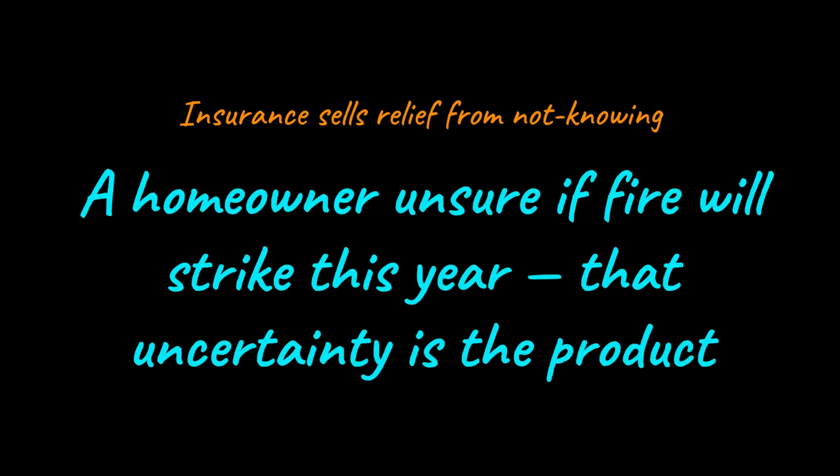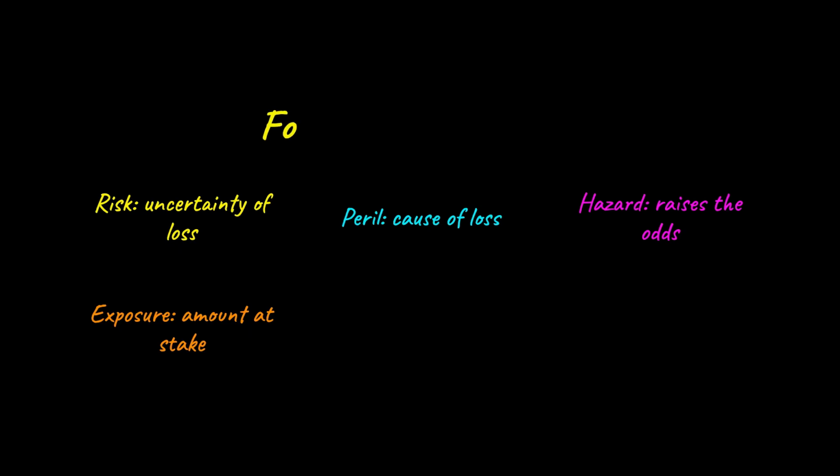In insurance, risk has one precise meaning: the uncertainty about whether a loss will occur. Not the loss, not its cause, not the damage, just the not knowing. That narrow definition is the foundation for everything else in the subject. An insurer can't sell certainty and can't sell impossibility. It sells relief from the in-between state where a loss is possible but not guaranteed. Where there's no uncertainty, there's no risk and nothing for a policy to attach to.